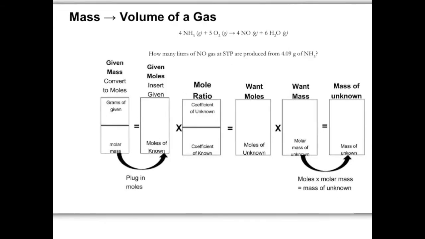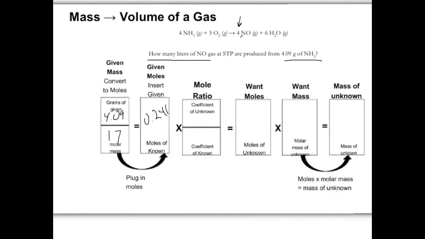All right, now we're going to go from mass, so we're starting in the same place as the last couple problems. The difference is we're ending with volume of a gas, so we'll get to that in a minute. But let's start off with our known. Our known is the 4.09 grams of ammonia, which, remember from the last problem, has a mass of 17. 4.09 divided by 17 is 0.241 moles.